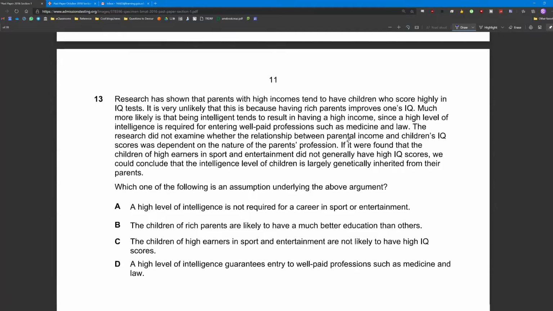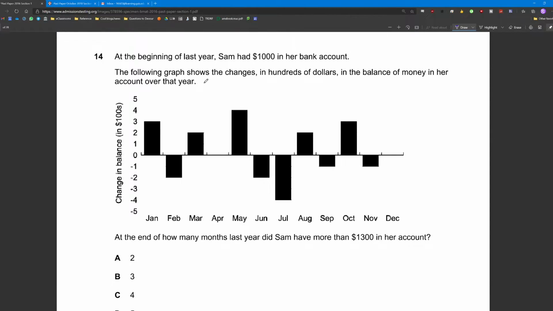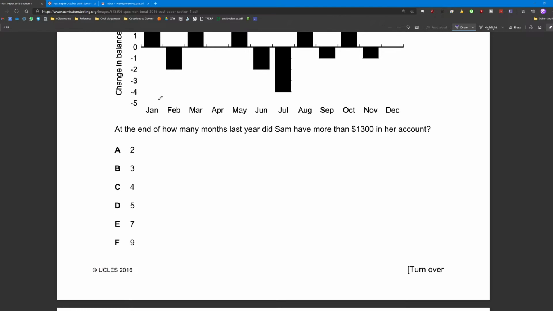Okay, now let's move on. This is critical thinking. This is the argument one. At the beginning of last year, Sam had $1,000 in her bank account. The following graph shows the changes in hundreds of dollars in the balance of money in her account over that year. At the end of how many months did Sam have strictly more than 1,400 or more in her account?